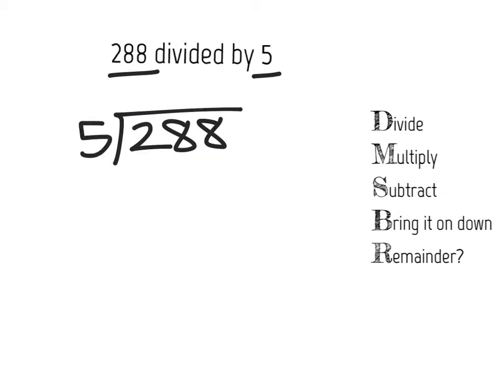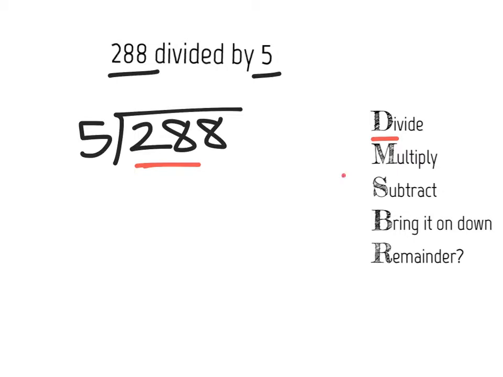Okay, so our first step, divide. Let's see, how many 5s can we fit into 2? Well, none, because 2 is too small. 2 is smaller than 5. So we'll do what we did with the last problem. We're going to just go to 28 then. How many 5s can we fit into 28?